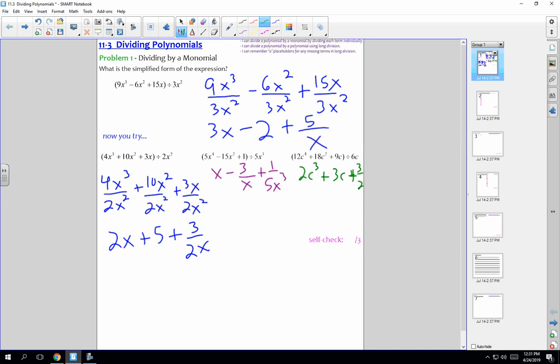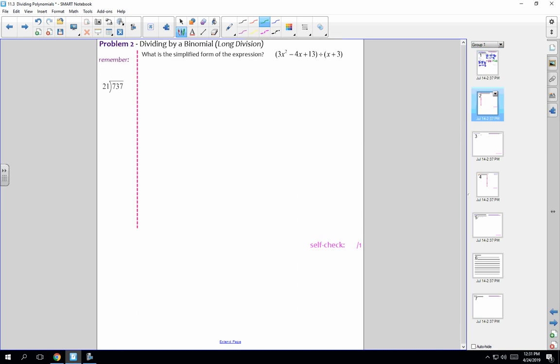So now we're going to move into long division of a binomial into a polynomial. So this is a little more difficult.